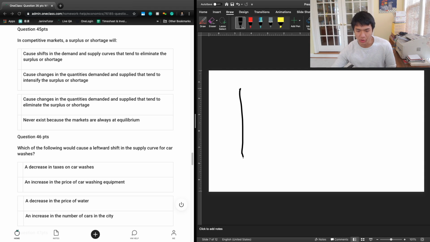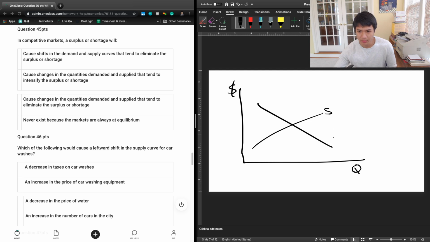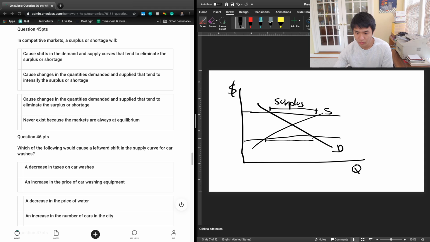So let's draw out what a surplus or shortage looks like. We have our price, we have our quantity. So a supply and demand. We can have a surplus if a price is too high, right? And we can also have a shortage if the price is too low. And so the question is, in competitive markets, what happens when we have a surplus or shortage?